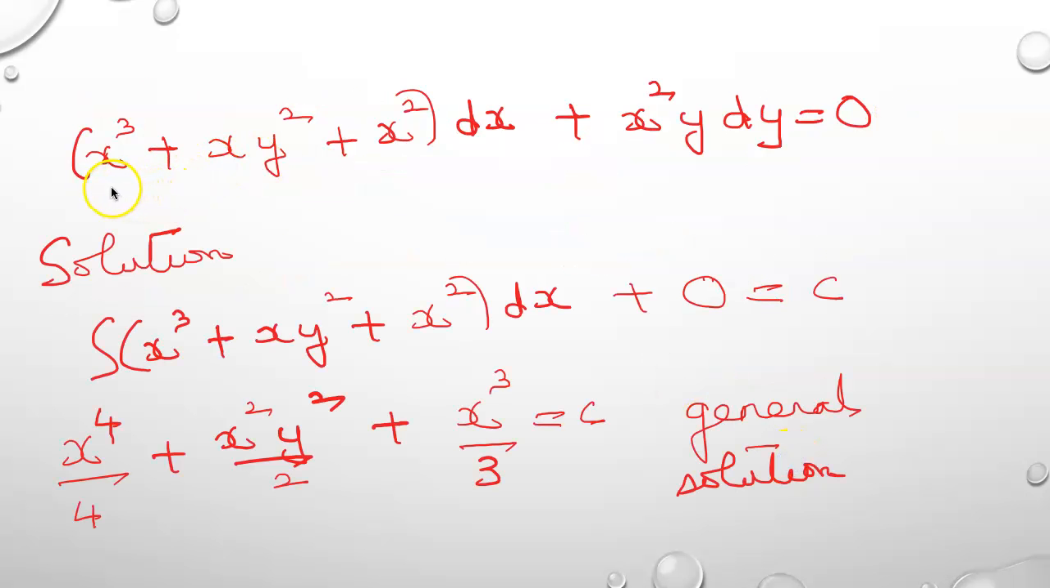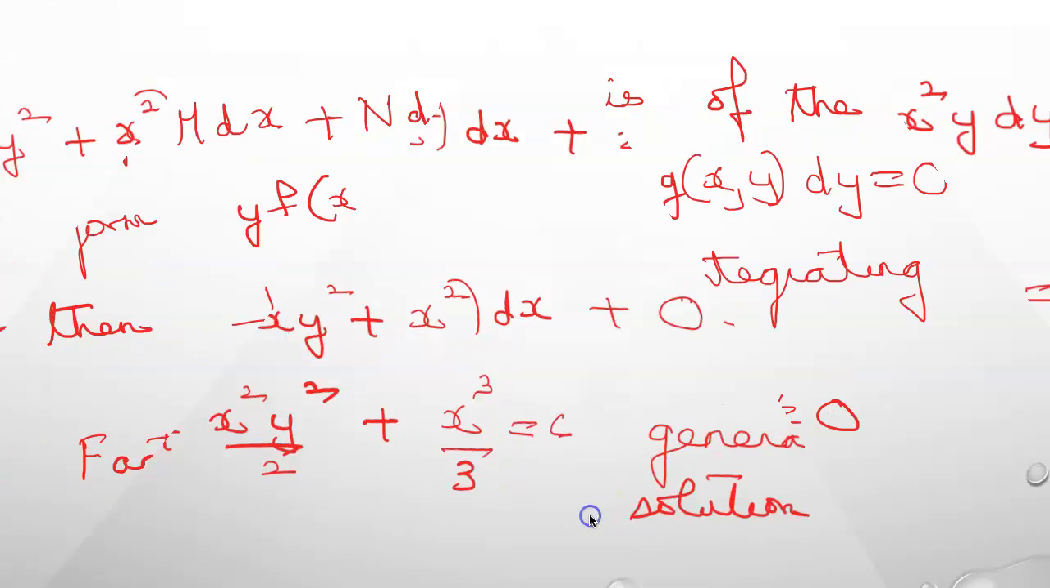So you multiply the differential equation by the integrating factor. I get (x cubed plus xy squared plus x squared) dx plus x squared y dy equal to 0. So your solution is to integrate this with respect to x. Do we have a term independent of x in N here? No, so you get plus 0 equal to c. So I get x raised to 4 by 4 plus x squared y squared by 2 plus x cubed by 3 equal to c is the general solution.